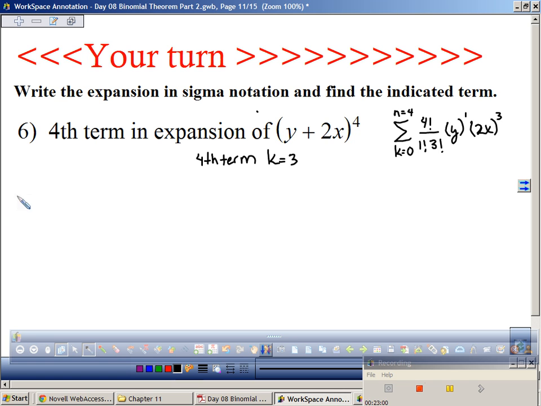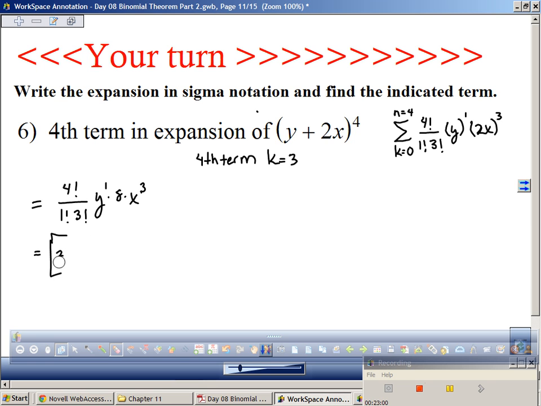Yeah? So now it makes this problem pretty simple, because you have 4 factorial over 1 factorial, 3 factorial, y to the 1, 2 to the 3rd power, which is 8, times x cubed, which is 4 times 8 is 32. 32x cubed is your answer. Where's the y? Oh, I forgot the y. Thank you. 32y.